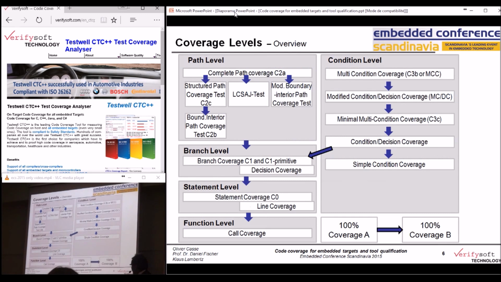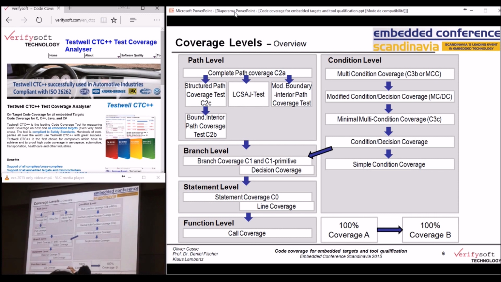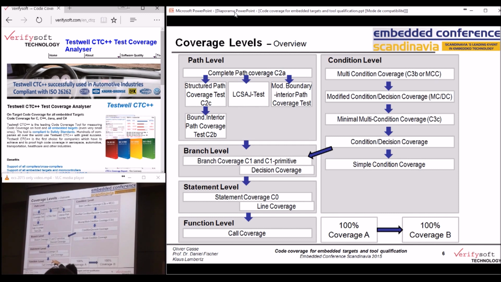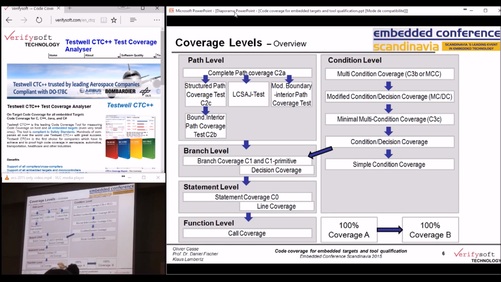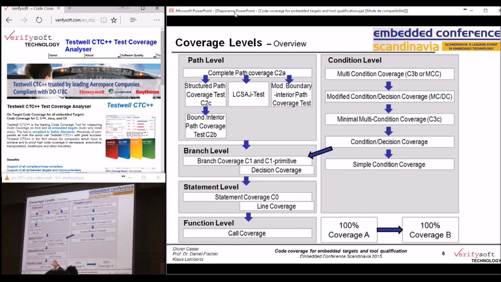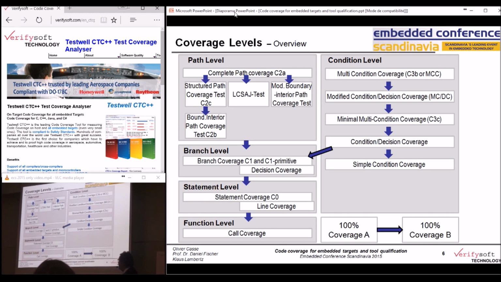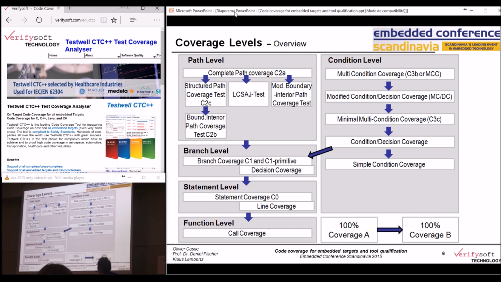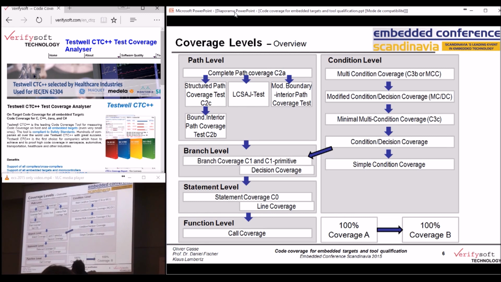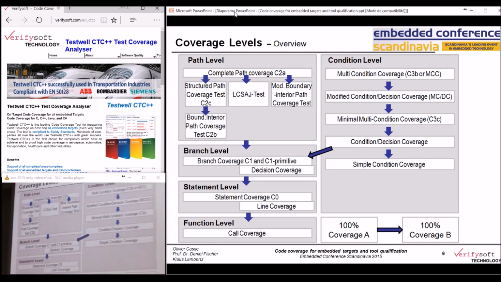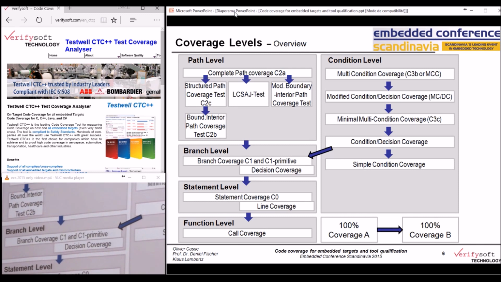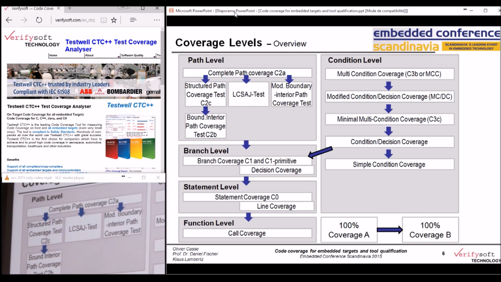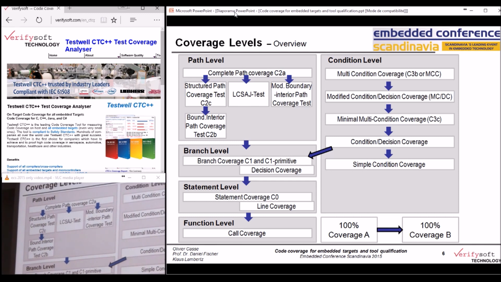This is another picture where again we are going from the easiest level, the function level, to more complex levels. For instance, here we are talking about line coverage. Line and statement are the same, just different terms, and this is called the C0 level. Then the branch level is called C1, and there are some other levels for path execution checking of the software in very complex situations.